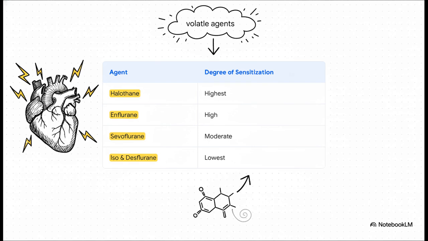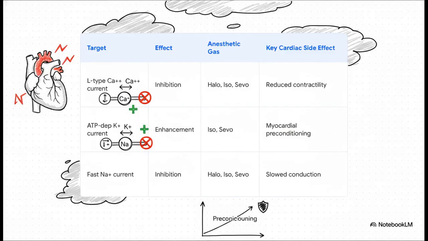A critical point for us in practice is that volatile agents can lower the threshold for catecholamine-induced arrhythmias. But the degree of the sensitization varies significantly between agents. As you can see, halothane is the classic offender here. It makes the myocardium highly sensitive to adrenaline. This is why it's fallen out of favor. At the other end of the spectrum, you have isoflurane and desflurane, which have the lowest potential for this very dangerous interaction.